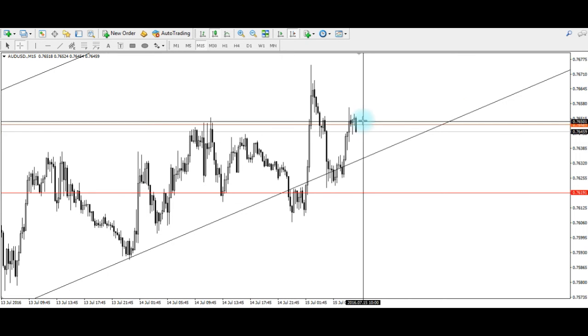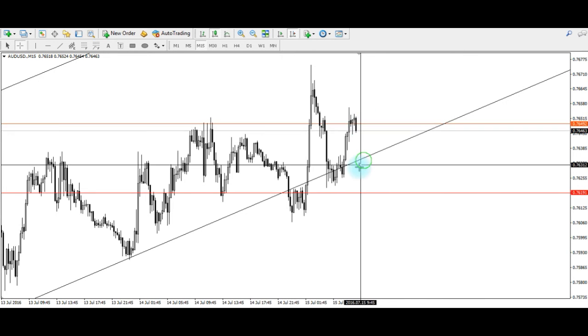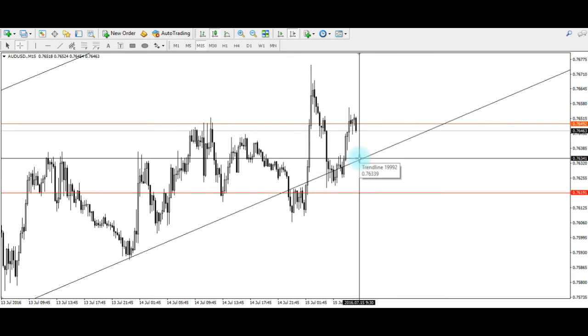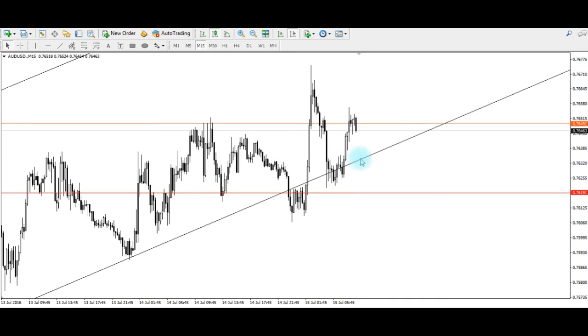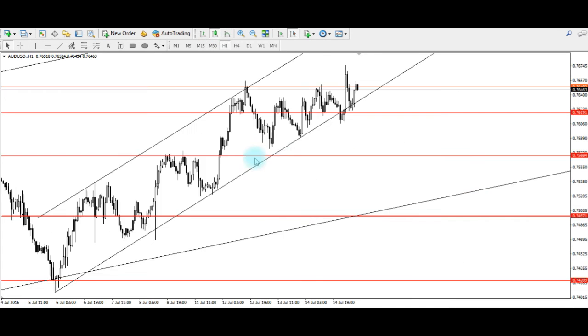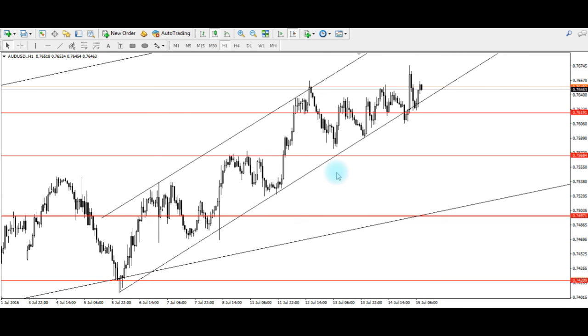Alright, so maybe just wait for the price to retrace downwards somewhere right here at this junction at 76.34 to see if we can go for the buy. Alright, so that is for the Aussie against the US dollar. If not, just stay away.